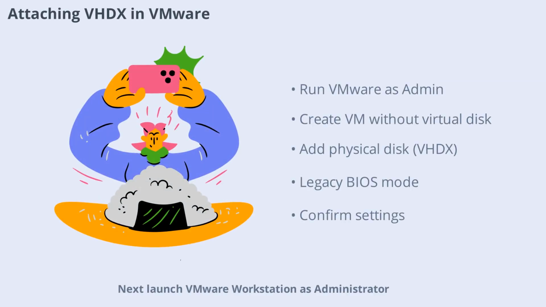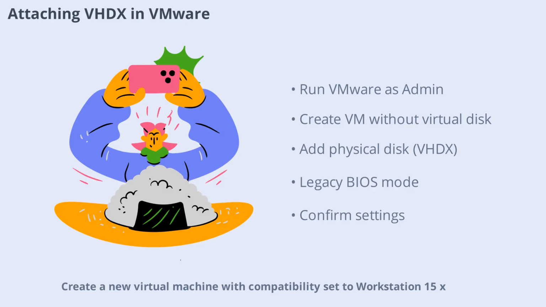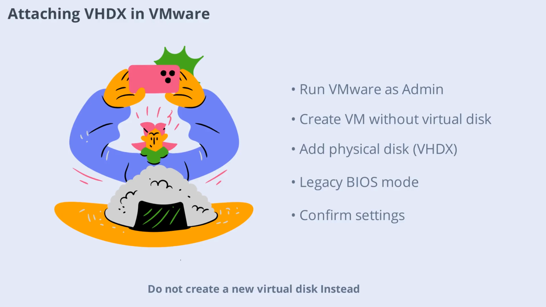Next, launch VMware Workstation as administrator. Create a new virtual machine with compatibility set to Workstation 15X, using legacy BIOS and Windows 11 as the OS type. Do not create a new virtual disk. Instead, add a hard disk and select Use a physical disk. Browse to your mounted VHDX file and confirm the configuration. Running VMware as administrator is crucial here to ensure it can access the VHDX.